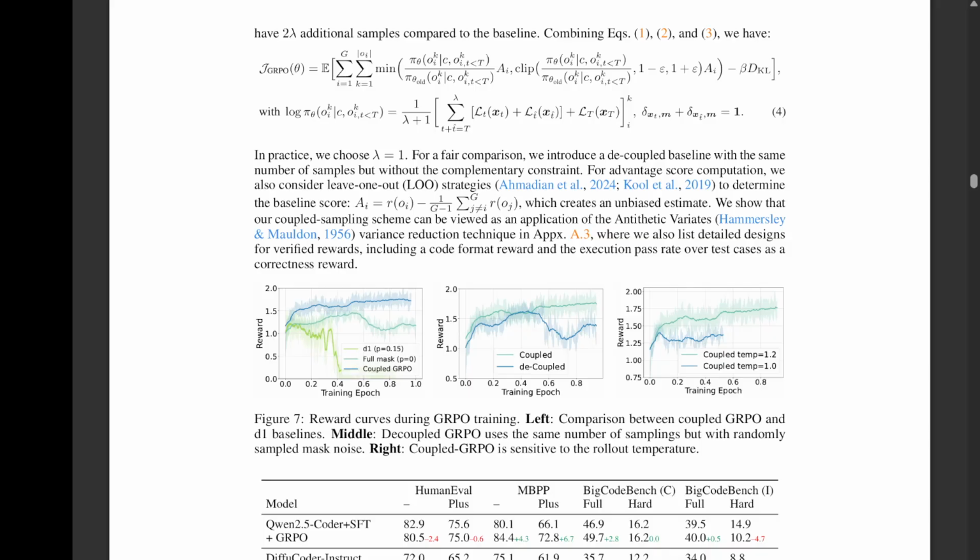Exactly. That pass-at-one score is a key metric. Does the code work perfectly on the first try? Coupled-GRPO targets that directly. And they tested it rigorously. Oh yeah. They put DiffuCoder through its paces using a diverse set of Python coding benchmarks. HumanEval, MBPP, EvalPlus, BigCodeBench, covering both code completion and instruction following tasks.